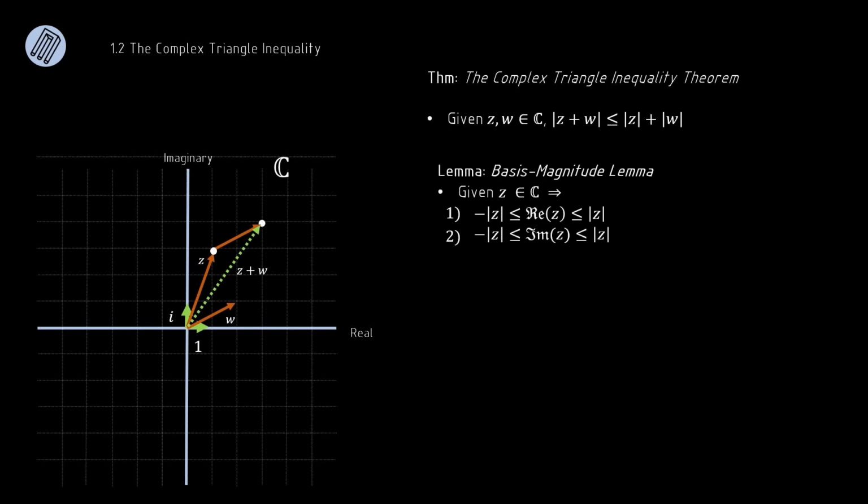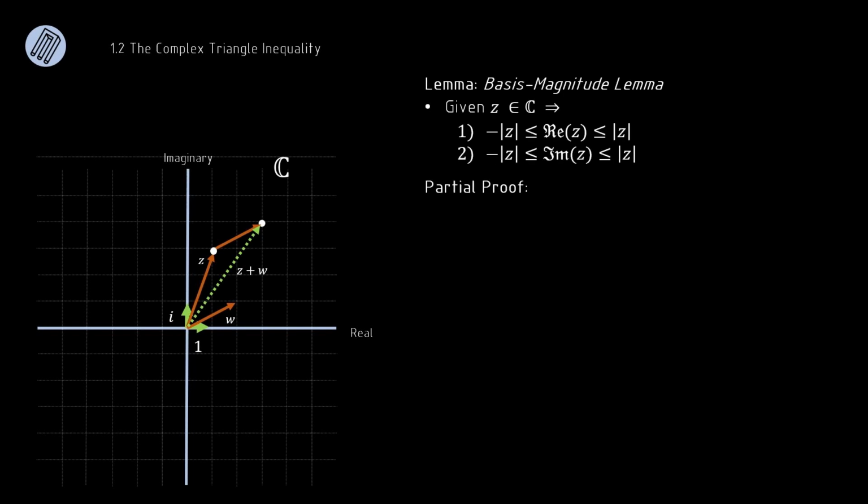Before we prove the complex triangle inequality, we need to prove a lemma, which I'll call the basis magnitude lemma. The lemma states that the real part and the imaginary part of a complex number are always less than or equal to the magnitude of that number, and greater than or equal to the negative of the magnitude of the number. If you are unfamiliar with these curly letters Re and Im, remember that a complex number z has a real coordinate, a, and an imaginary coordinate, b. Thus, the real and imaginary parts of z are just a and b respectively. We will prove this lemma, but before we do, take a second to confirm this in your mind and make sure it makes intuitive sense.